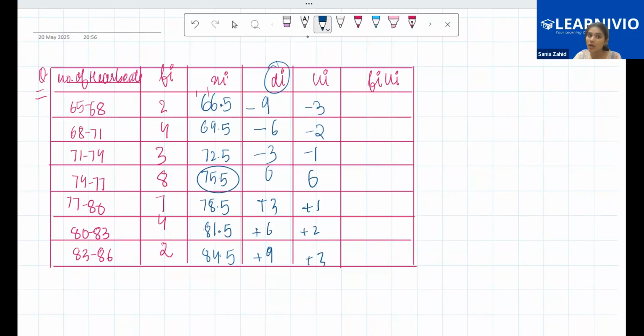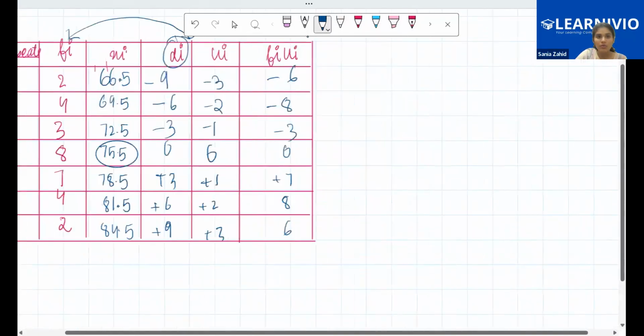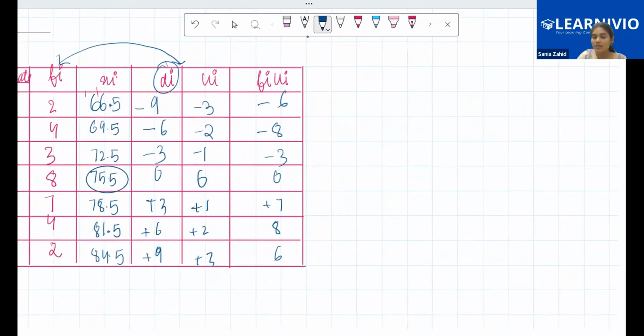Okay. So now is it easier to calculate the fiui value? 2 into -3 gives you -6, -8, -3, 0, +7, +8, +6. Without much calculation, I was very easily able to do this. Now, what was my formula for the step deviation method?